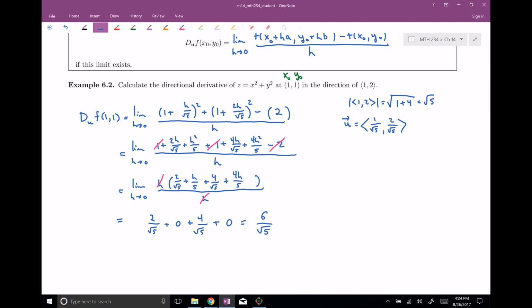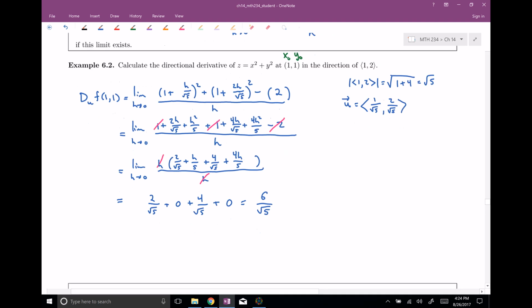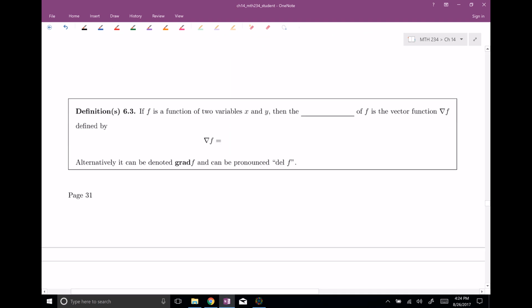And so in order to do that, I've already told you that we're going to use the gradient vector. So let me go ahead and define this for you. If f is a function of two variables x and y, then the gradient of f is a vector function, and it looks like this. It's almost like a triangle, but upside down. So that's the gradient of f.